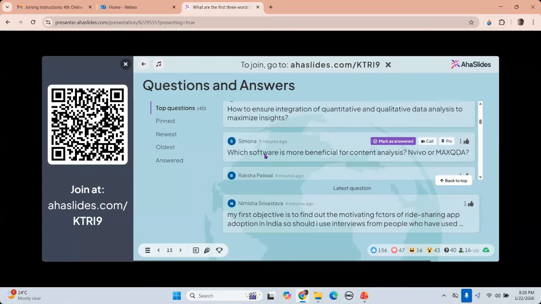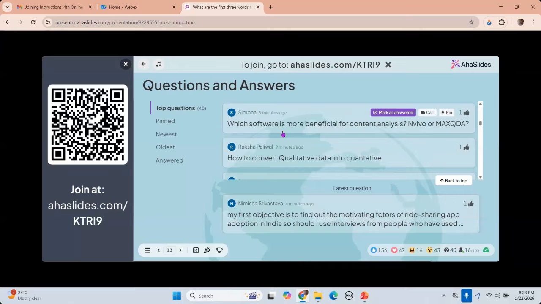Next one, which software is more beneficial for content analysis? NVivo or MAXQDA? I use both extensively. I like NVivo, I like MAXQDA. But in terms of features, I suggest you go with MAXQDA. Both are trending, almost like number one, fighting for the number one position. But I'll give first rank to MAXQDA. In terms of number of features, whether it may be data visualization or any type of function, MAXQDA is the number one trending.